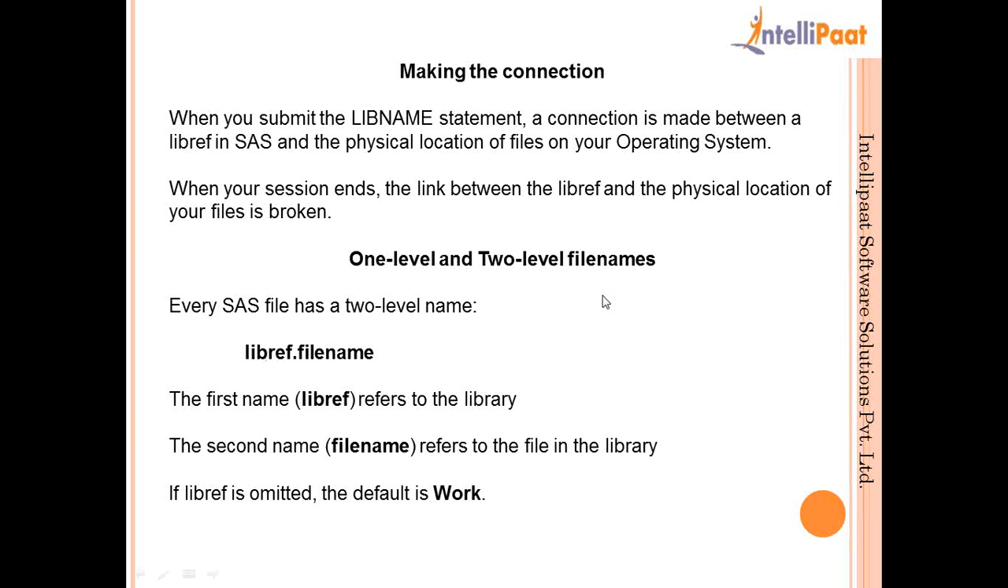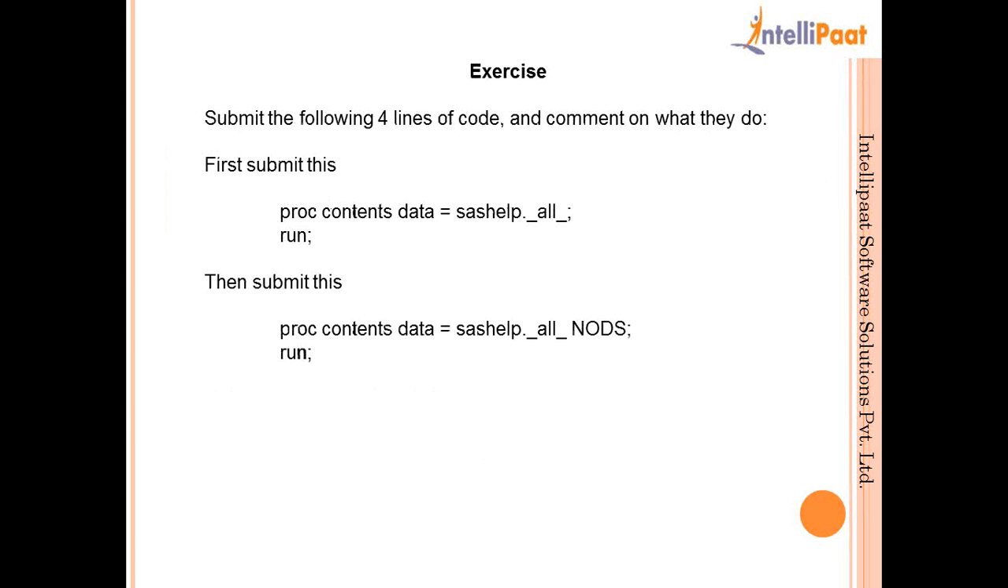So it says, what is the meaning of two level of file names? Every SAS file has a two level name: libref dot file name. The first name, libref, refers to the library. The second name, file name, refers to the file of the library, which means the dataset. If libref is omitted, then the default is work. So as I said, if you are using a single level of name, it will directly refer to the work library. But we don't want to refer to the work library every time, so it's better to use the libref.